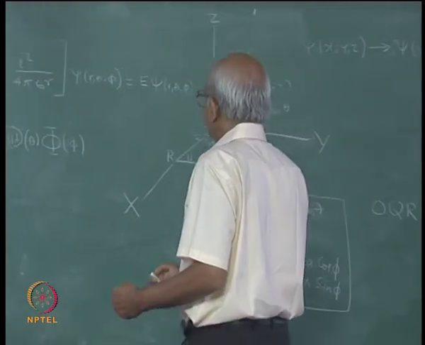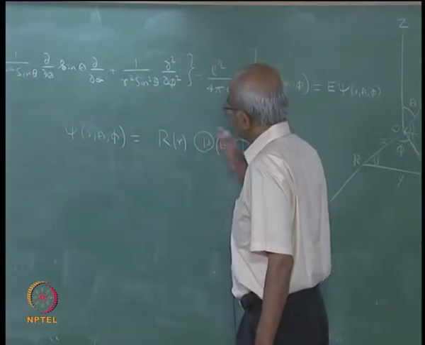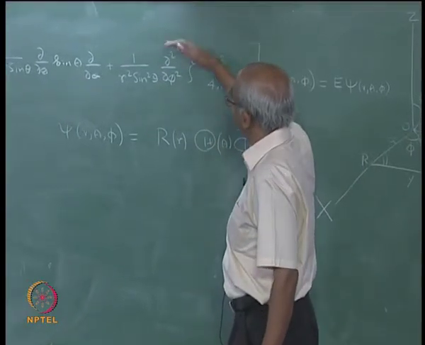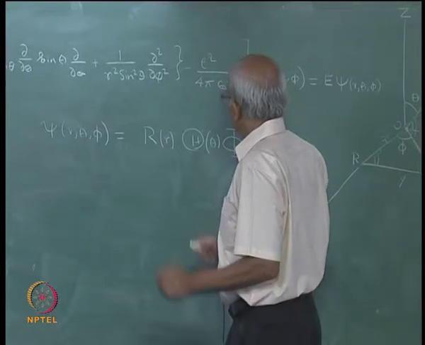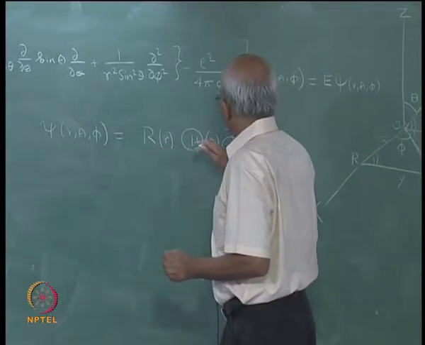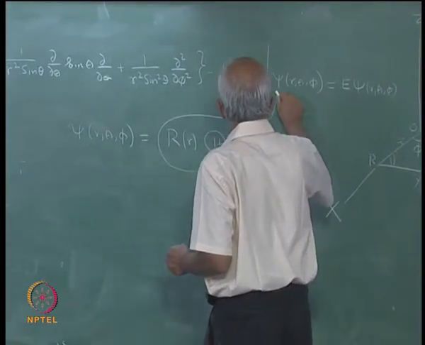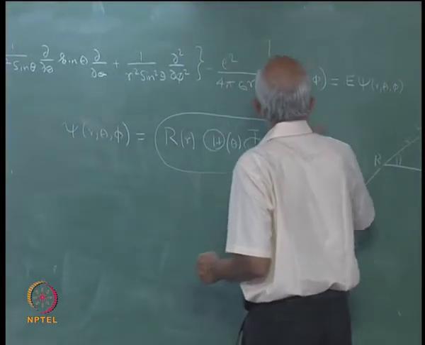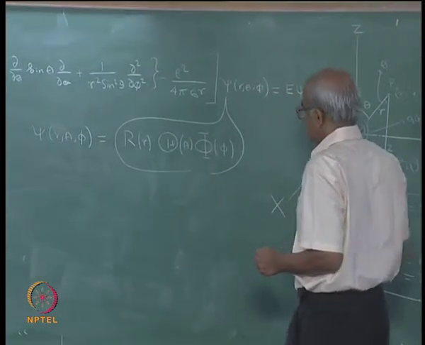Okay, now what we have to do is find capital R, capital theta and capital phi such that their product will satisfy this equation. To determine capital R, capital theta and capital phi, we will use this product and put it in place of psi here as well as on the right hand side.